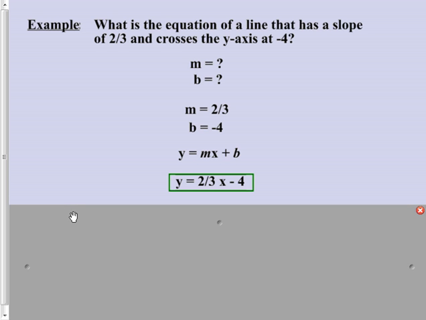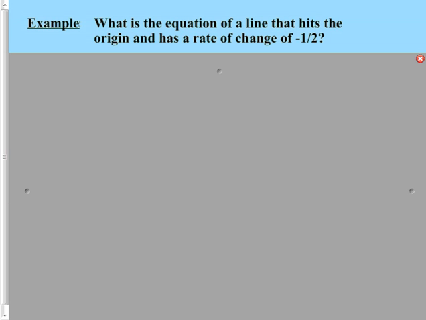Now that one was obviously very easy because the problem came out and handed us the information that we needed. If we were in 7th grade, this would be a perfectly legitimate question, but being in high school, we can probably expect that they are not going to give us anything that easy. So let's look at something that's a little bit more realistic. What is the equation of a line that hits the origin and has a rate of change of -1/2? This is a little bit more of the type of speed that we should expect language-wise from our questions that we may see, but it doesn't change what it is that we're trying to do.